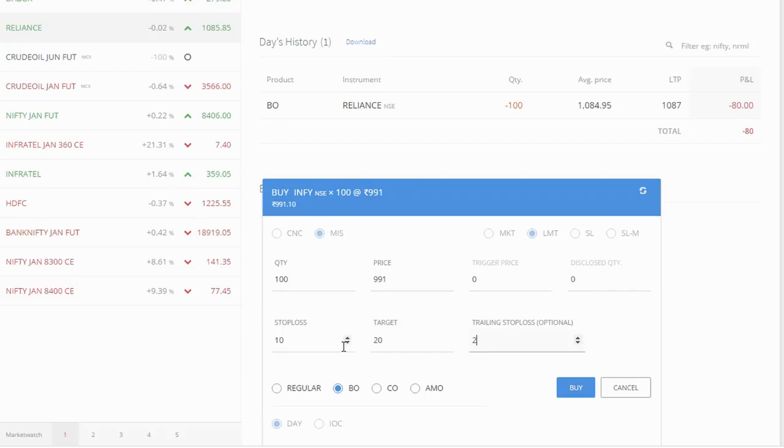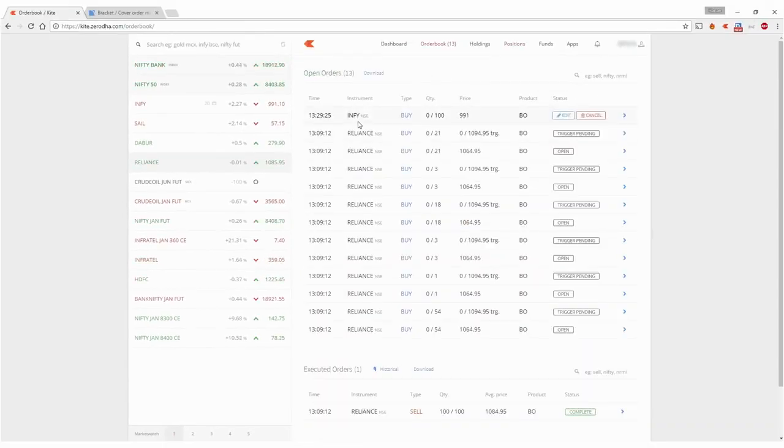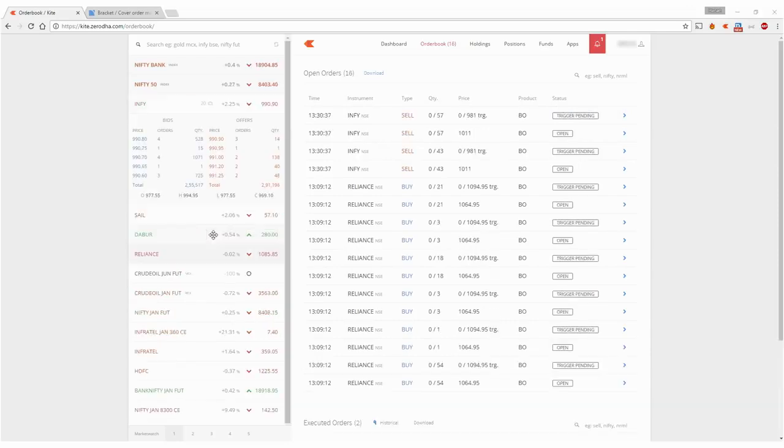So as I mentioned before, if my stocks are entered around 991, that means that my stop loss will be 981 and my target will be 1011. From 991, if the price goes to 993, my trailing stop loss will move the stop loss from 981 to 983. You don't have to do anything, you just have to wait for the market to do what it's doing. I've sent an order to buy Infy at 991. Let's track this. There, you see my Infy buy order has been executed.